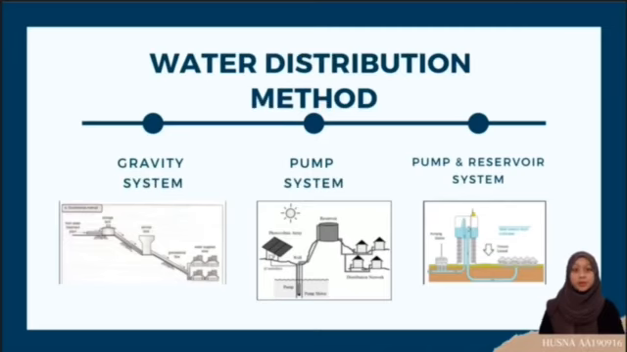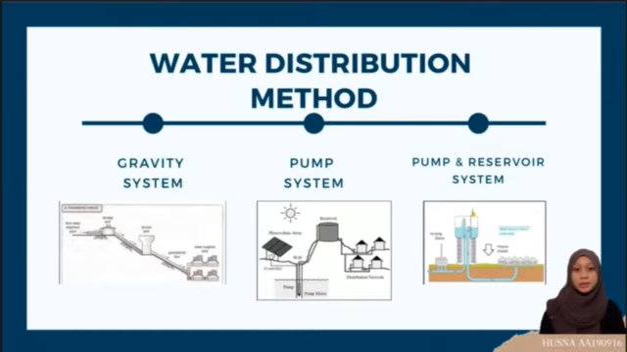Water distribution system consists of three methods, which are gravity system, pump system, and pump and reservoir system. So for the gravity system, it is used when the water treatment plant is located at a higher level than the supply area. This system is very suitable when the source of supply is at a sufficient height.